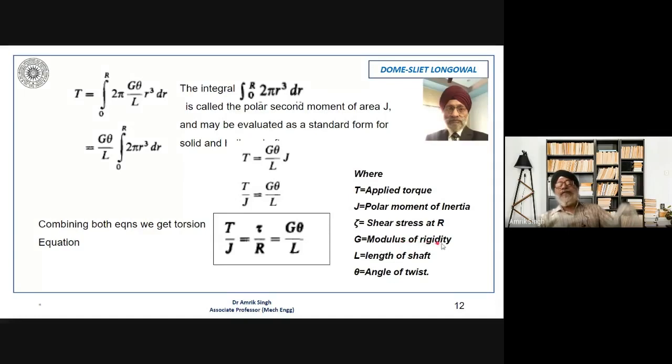G is the modulus of rigidity. So this will also be in Pascal. L is the length of shaft. It will be in meters. And theta is the angle of twist. So these are the important elements of the torsion equation. Okay.